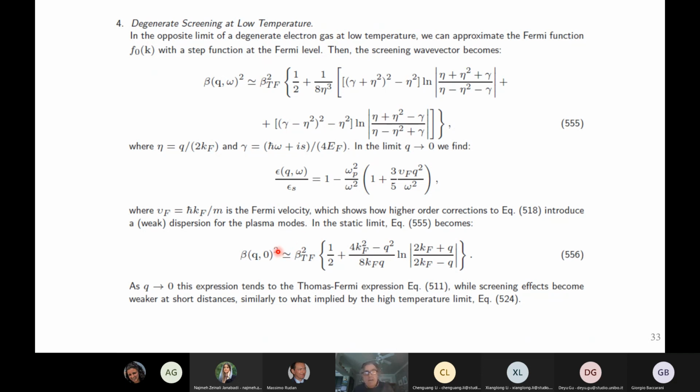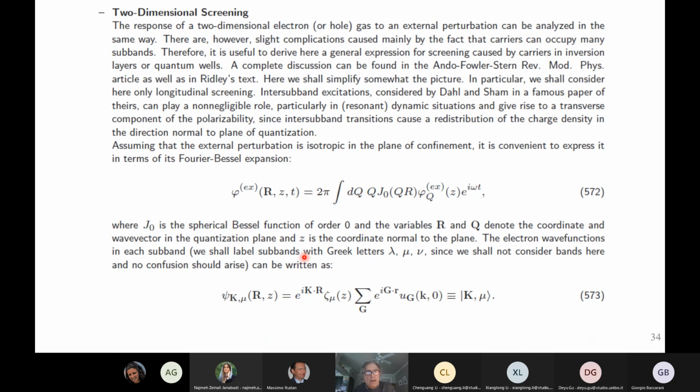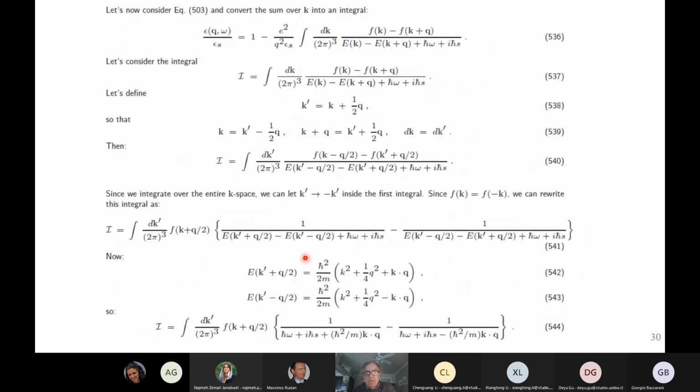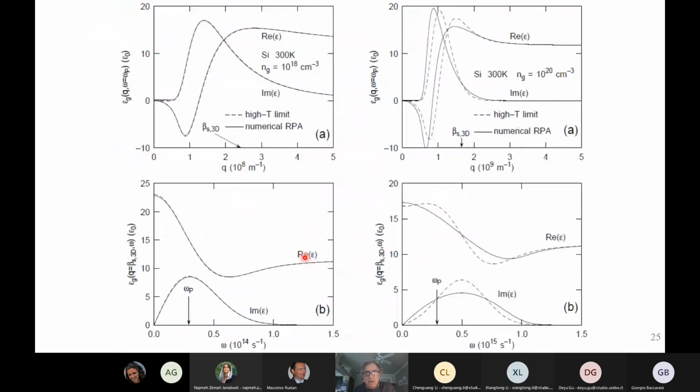In the static limit, in particular, you have this correction, and you see that when Q goes to 0, you get a behavior which actually is not as severe as it is here. You have to take the limit of this logarithm, but it's a correction that you have in the degenerate limit to the conventional Thomas-Fermi screening. I had some plots to tell you what the situation is.